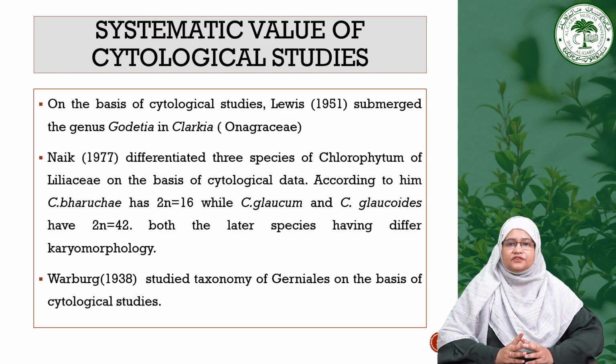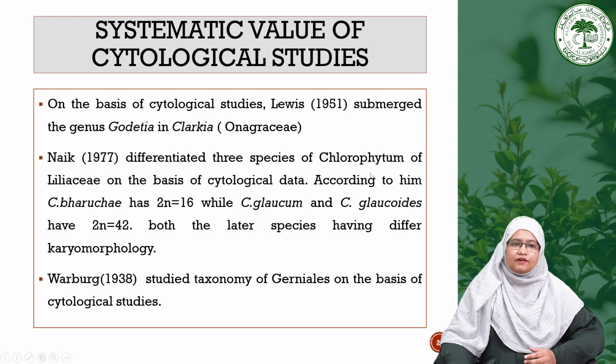Then on the basis of cytological studies, Lewis submerged the genus Godetia in Clarkia in the Onagraceae. Then Naik differentiated 3 species of Chlorophytum of Liliaceae on the basis of cytological data. According to him, Chlorophytum borivilianum has 2n equal to 16, while Chlorophytum glaucum and Chlorophytum glaucoides have 2n equal to 42. Both the latter species have different karyomorphology. So they have differentiated these 3 species of Chlorophytum.